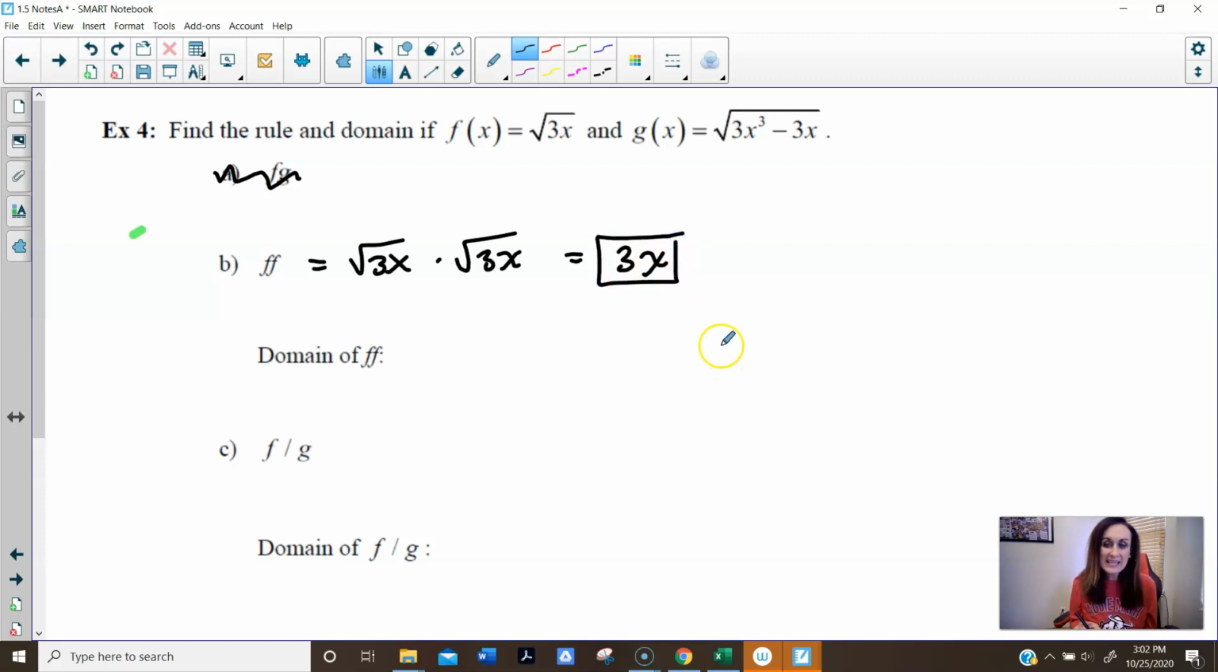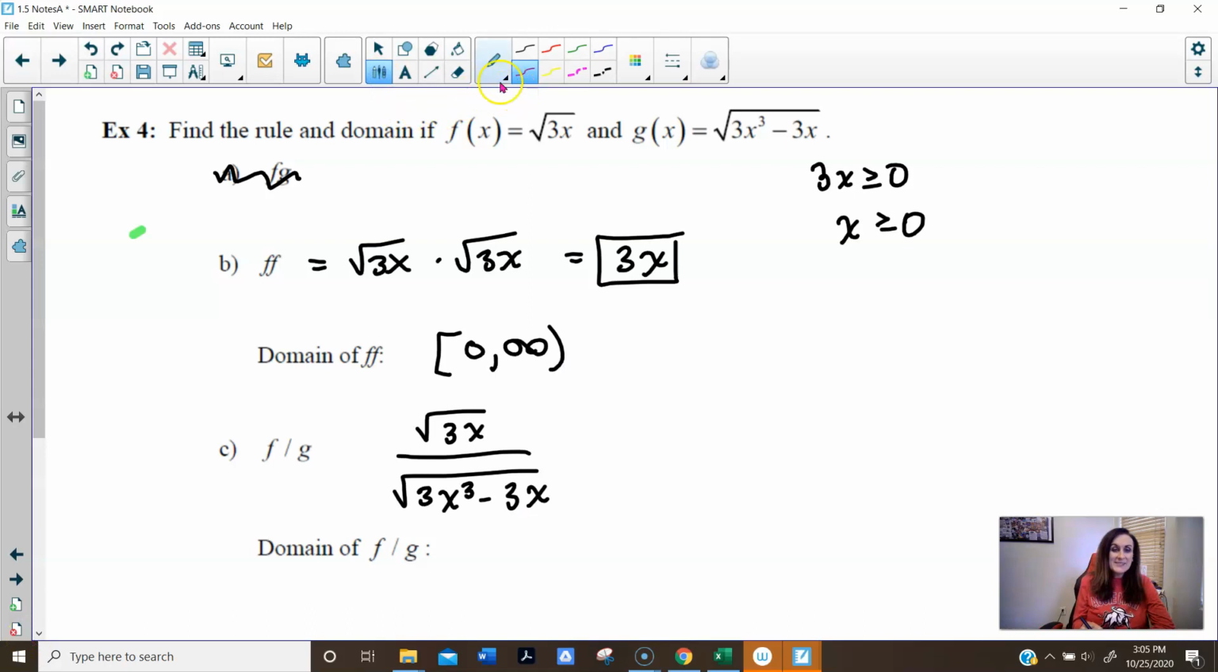Now, while our answer, the domain, could be all real numbers, you do have to take into consideration the original two functions. So the domain is not all real numbers, because if you're undefined to begin with, then you can't have a solution. So the domain still has to be everywhere where 3x is greater than or equal to 0, so where x is greater than or equal to 0. So this domain is going to go from 0, including 0, all the way to infinity.